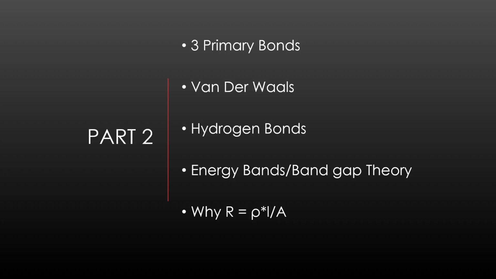In part two, I will be explaining what the three primary bonds are, van der Waals interactions, hydrogen bonds, energy bands, and band gap theory, along with how our experiments showed why resistance equals resistivity times length over cross-sectional area.